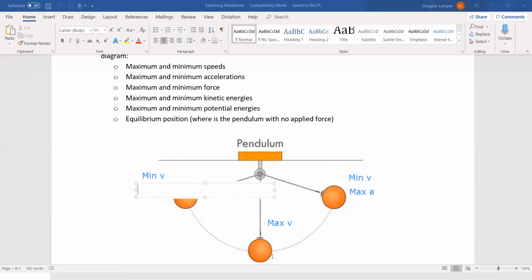And same side on the other side, max A would also be at the end on the other side, which means at the center, it has minimum acceleration. Gravity is causing it to accelerate downward. And when it hits this point at the bottom, gravity can't pull it any further. The string is preventing it from going any further. So what happens is it starts going up because it still has some velocity, or its max velocity at this point, and it starts slowing down. It's slowing down because gravity is causing it to slow down.